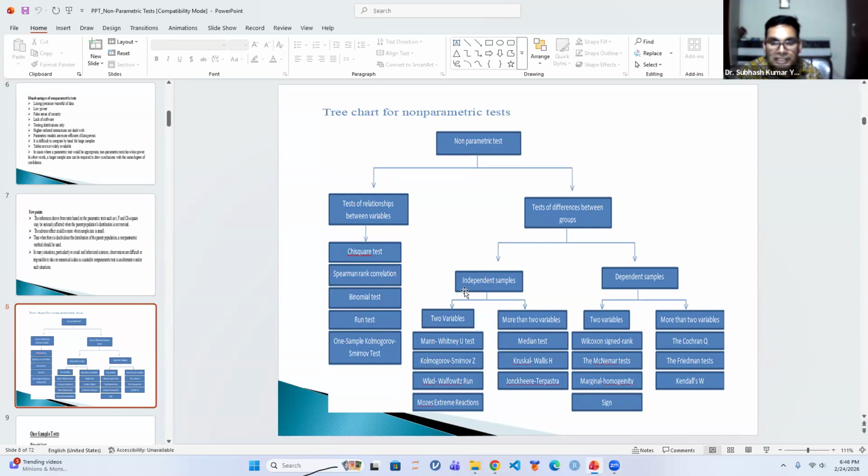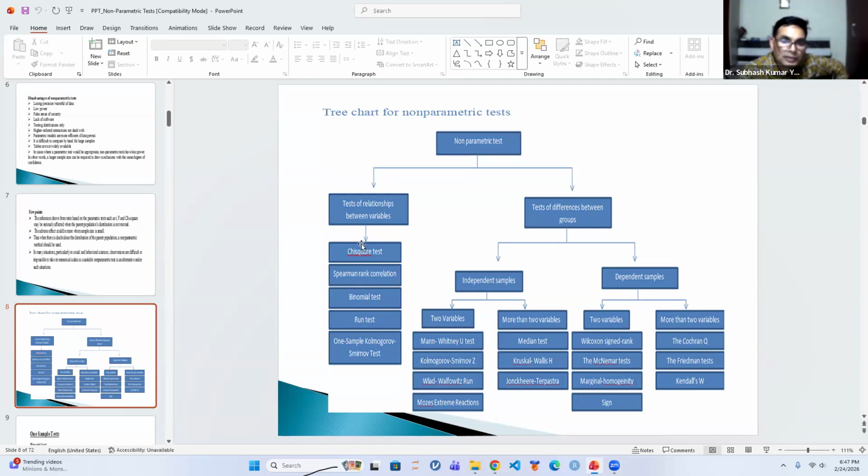If we talk about independent samples, then for two independent samples, the alternative to the independent sample t-test is the Mann-Whitney U test. And this is the alternative of ANOVA, so here we use the Kruskal-Wallis test. For the single sample tests, it is the chi-square test and Spearman rank correlation.